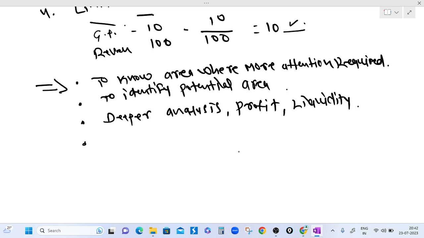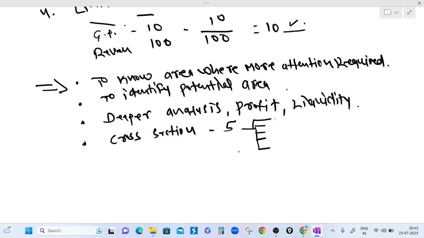For the fourth objective, if management wants to do cross-functional or cross-section analysis, then they do ratio analysis. Suppose in a company there are 5 sections and the company wants to analyze each and every section, then they do ratio analysis, and from the ratio results they can find out which section is doing great.